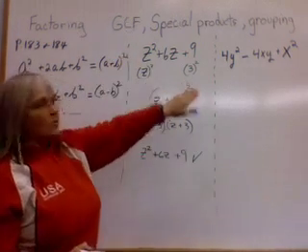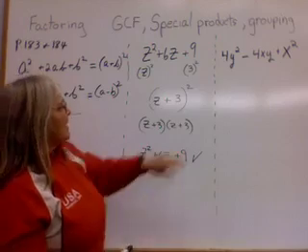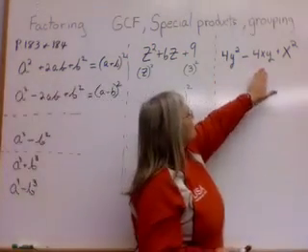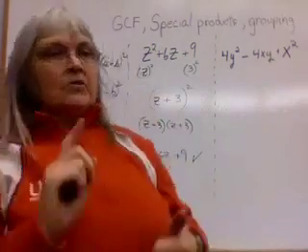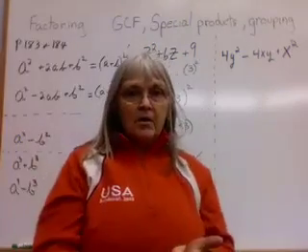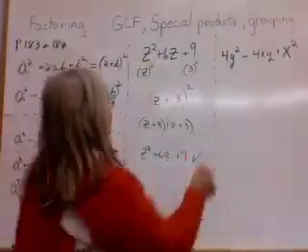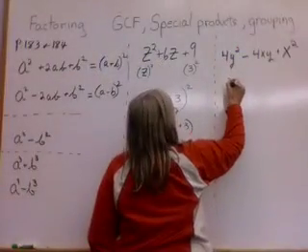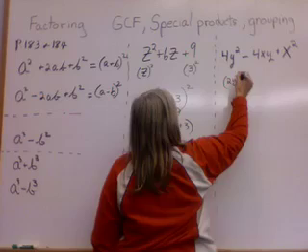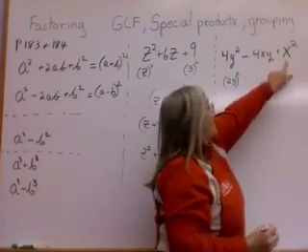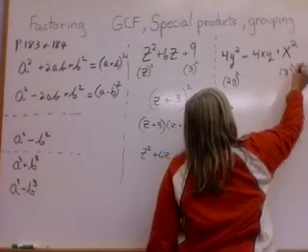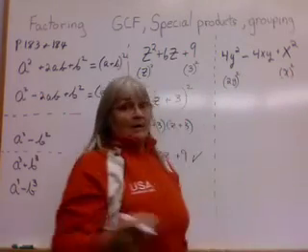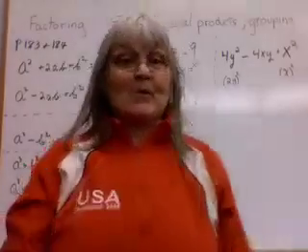Okay, let's go with a little harder example. Again, it's a trinomial, 3 parts. Check the first part and the last part to see if they're perfect squares. 4y squared could be written (2y) squared. x squared can be written x squared. All right, so far so good.